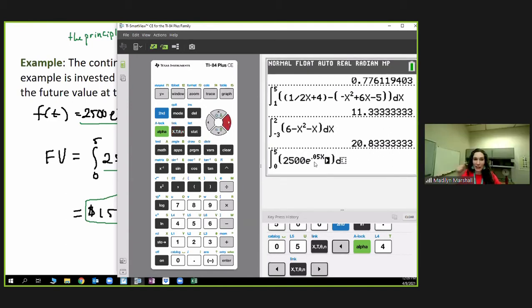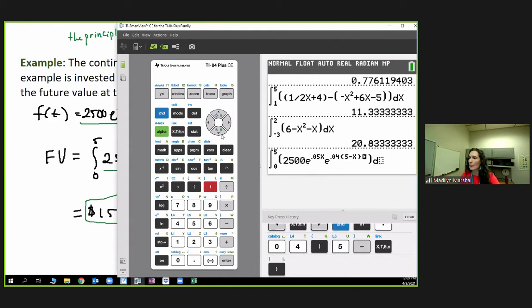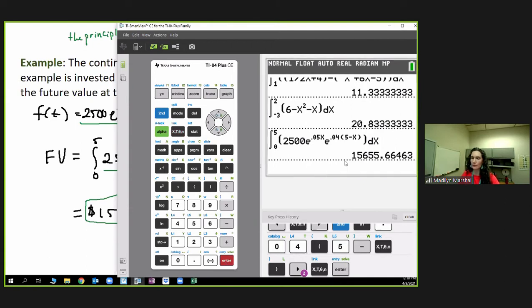If your calculator does a little caret for an exponent instead of bringing everything up there, you will have to put parentheses around the 0.05x to show that all of that is in the exponent. And then we have another e, which is 0.04 times 5 minus t, or x in this case. And we should get the same thing.